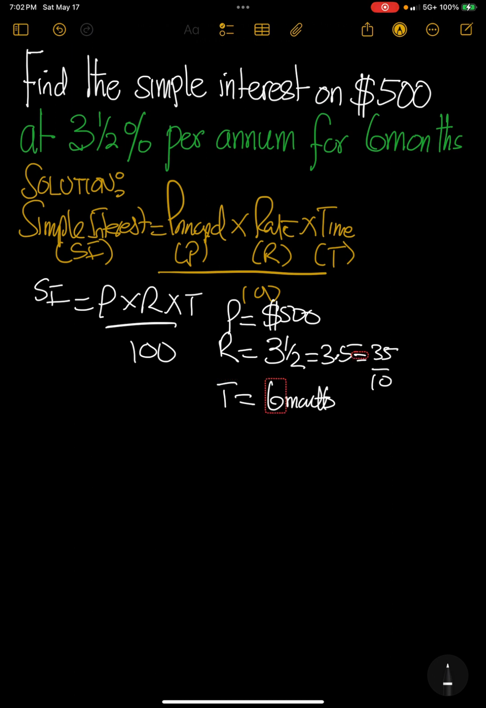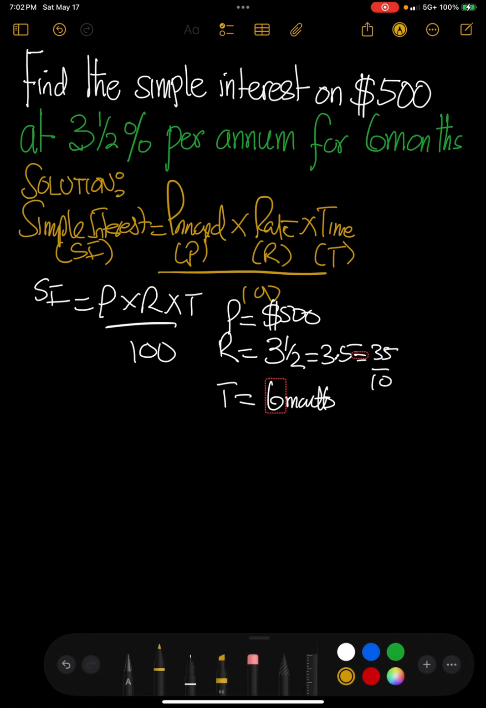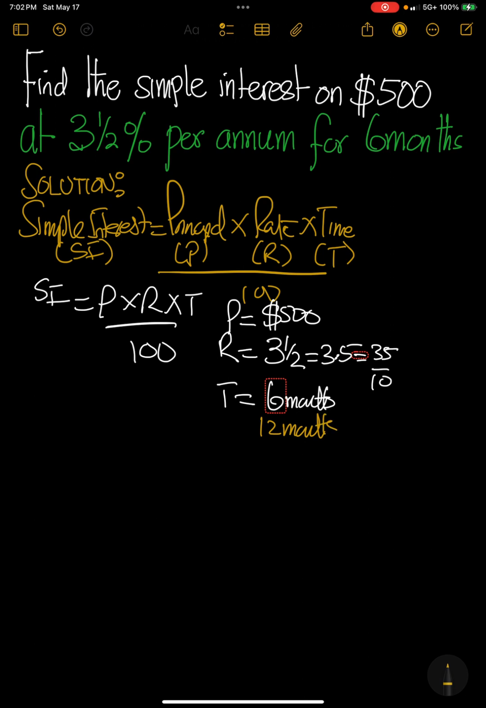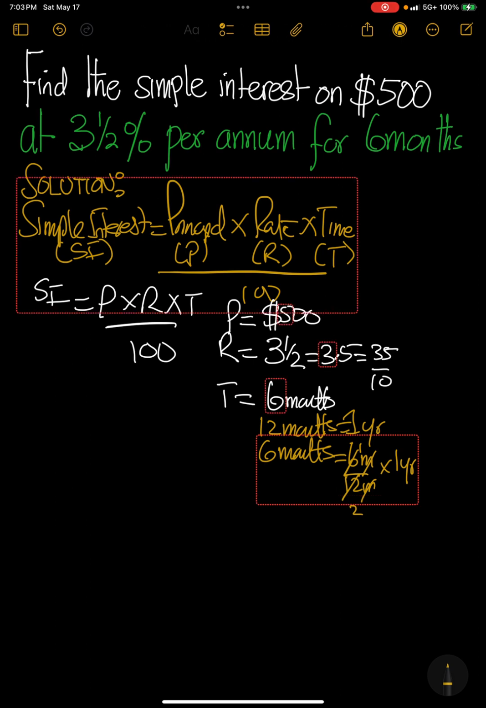But we know that 12 months represents 1 year, right? So what do you think 6 months is going to be? 6 months is going to be less than 1 year. And if we want a smaller number, we divide by the bigger number of months. So it's going to be 6 months divided by 12 months multiplied by 1 year. And then month and month will cancel. 6 goes into 12 two times, and you're going to have half a year, which is the same as 0.5 year. Or we can rewrite that as 5 over 10, or just the half that we had.